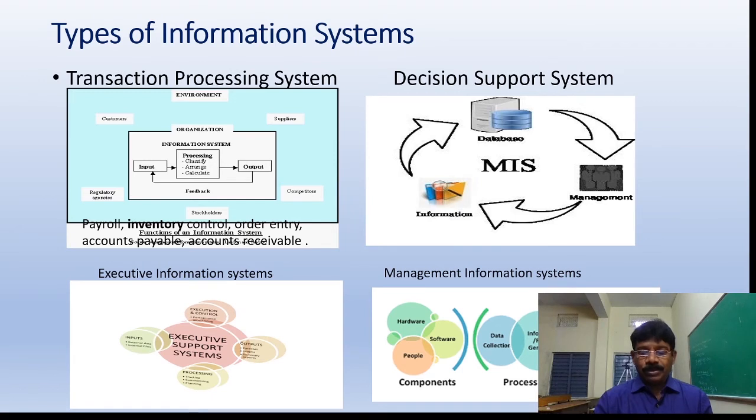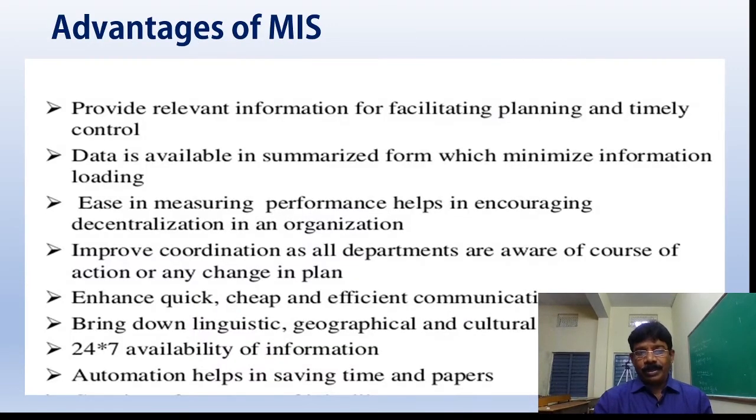One is the transaction processing system, another is the decision support system, another is the executive information system, and the management information system. Advantage of MIS: it provides relevant information for facilitating planning and timely control. The very advantage of data is making a plan, and also using it for control. Planning and control are possible only through the available relevant information.